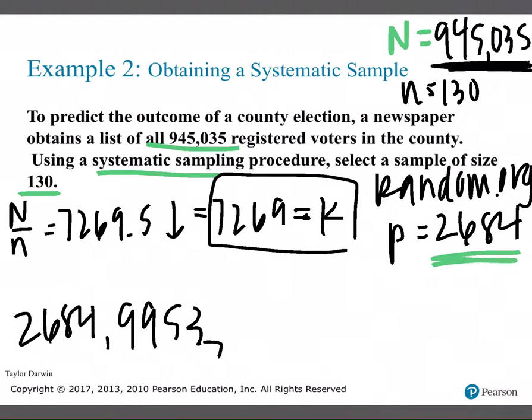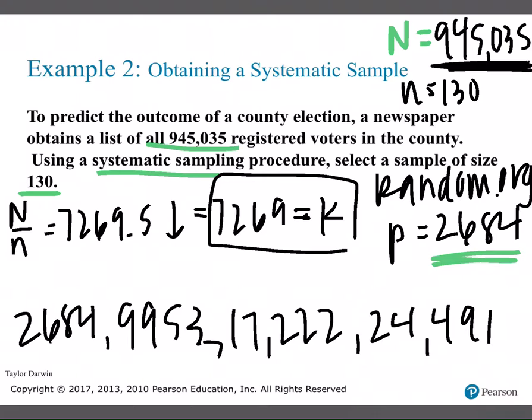I keep adding 7,269. I'll do one more. Plus 7,269. Then I ask the 24,491st. And so the same thing's happening from here to here to here. I'm adding that 7,269. I'm adding that K every single time to get that next number.